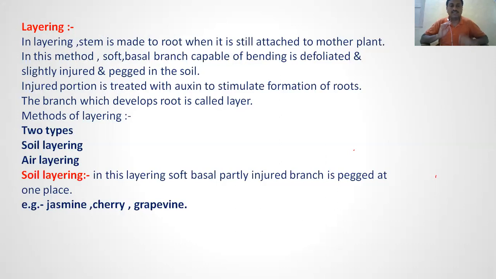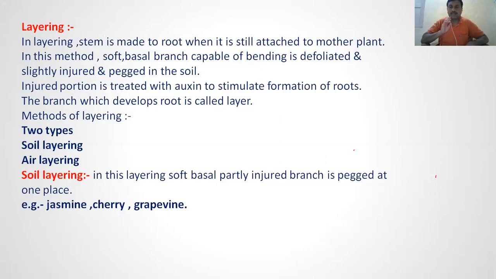The branches are developed. The roots are also called layers. It is not separate from the mother plant. It is attached to the mother plant and develops the root system. Then they get separated to produce the new plant species. It is also called layering.